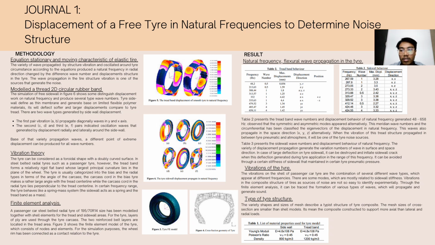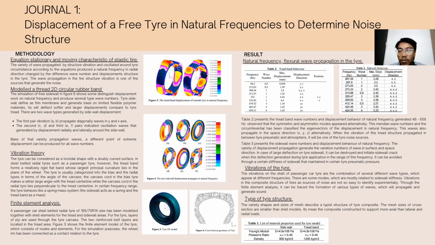For the next result, I got the vibration of the tire. The vibration of the shell of a passenger car tire is a combination of several different wave types. They appear at different frequencies, so the formation of various types of waves which propagate and generate sound can be traced. This researcher also found the vibration in his research. The last one is the type of tire structure.